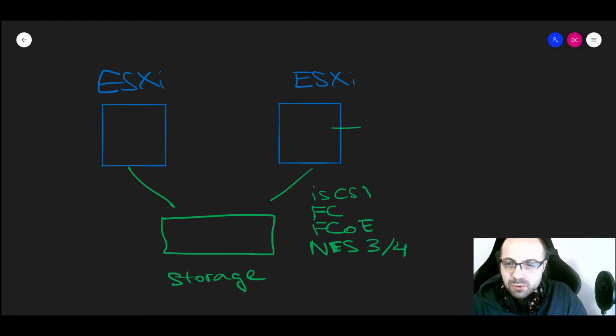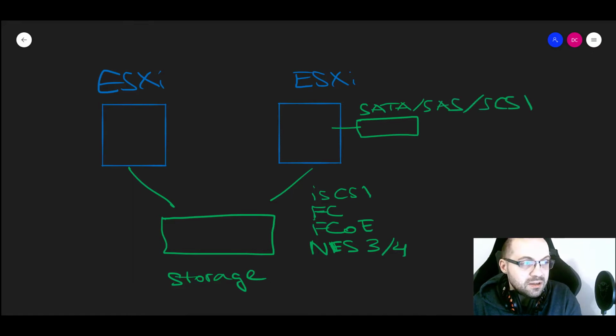Like in comparison, if you would have a local disk, it could be SATA, it could be SAS, SCSI. Right? So these are standards that you typically name for local flash storage. So let's take a look at these different common protocols. Before I can explain what is iSCSI, I have to explain what is SCSI. So before we do that, let's take a look at the SCSI common protocol.